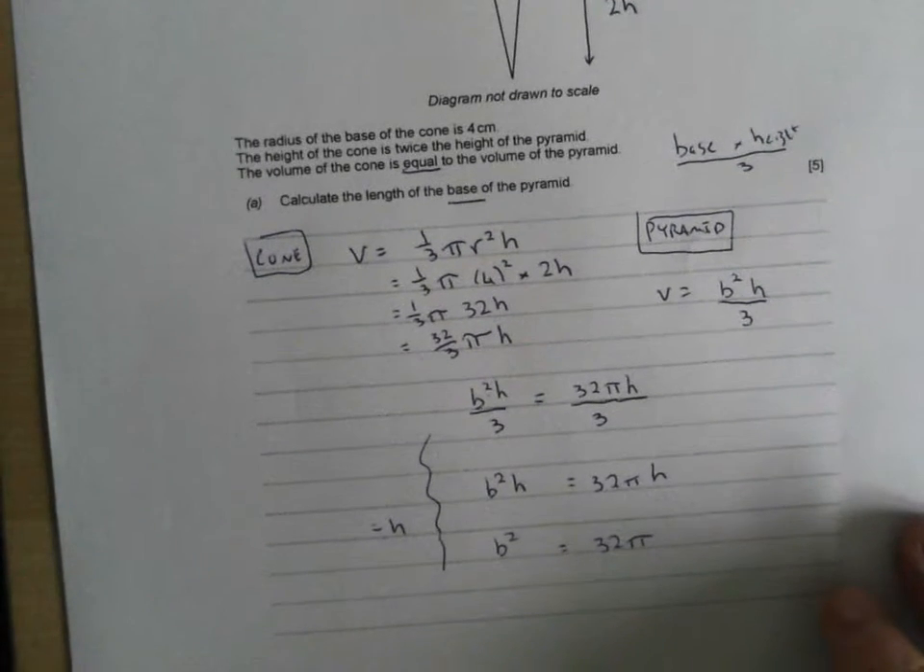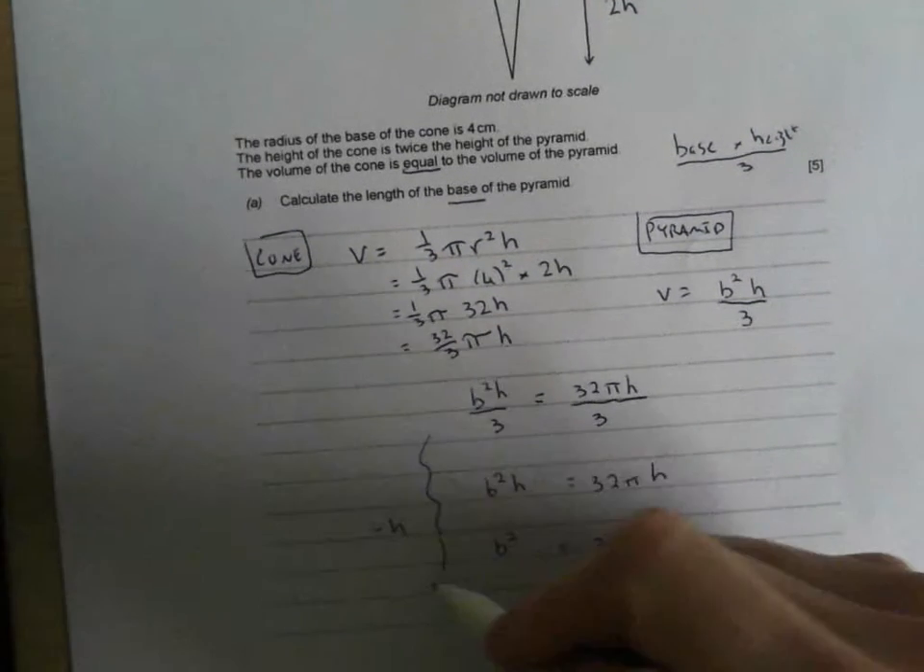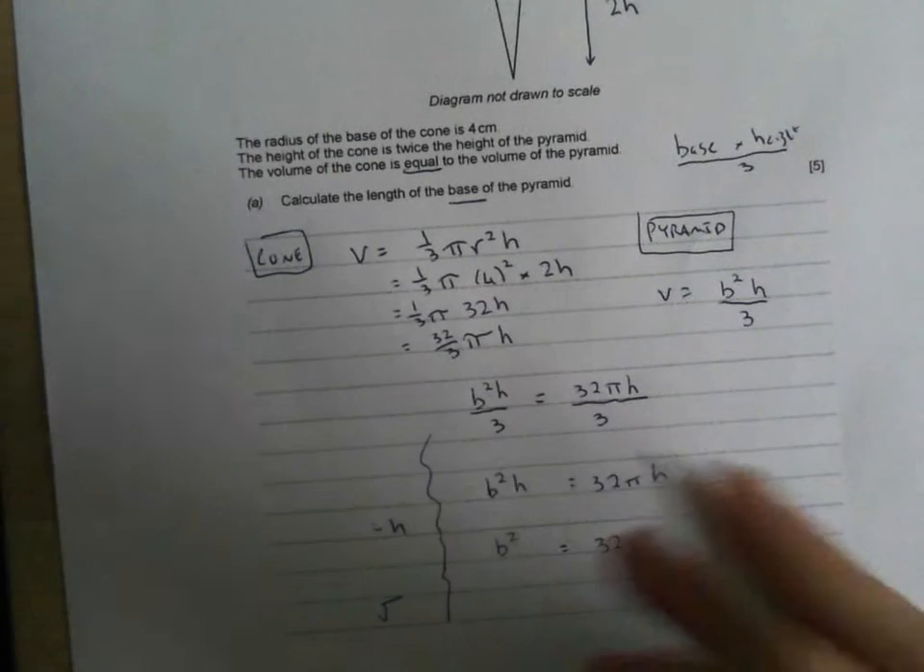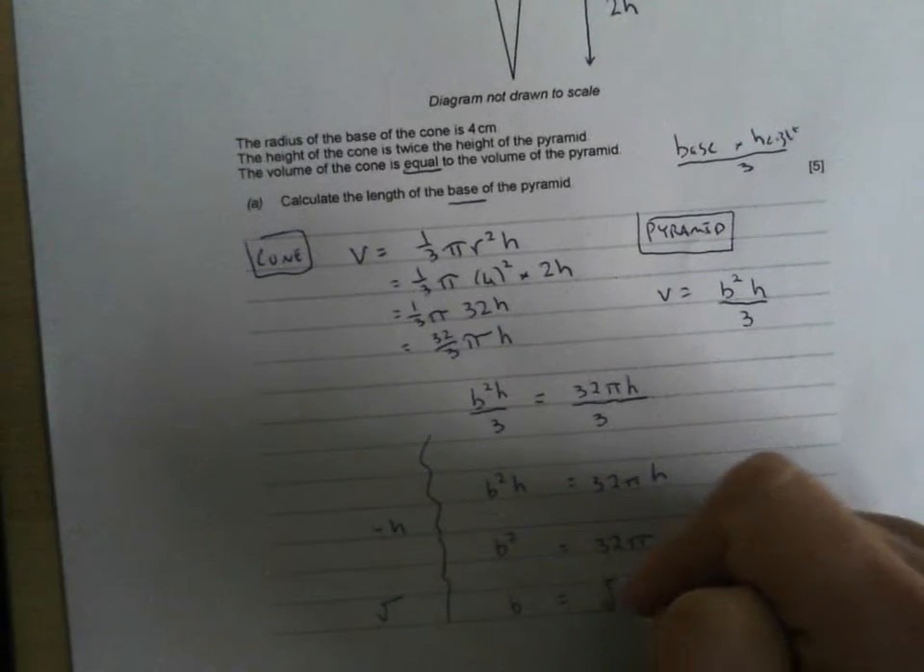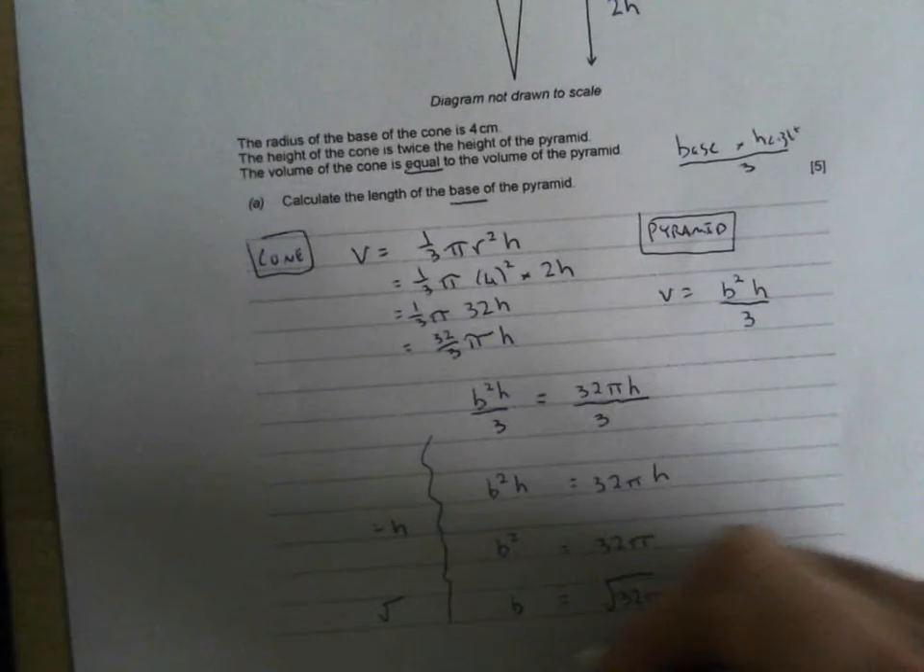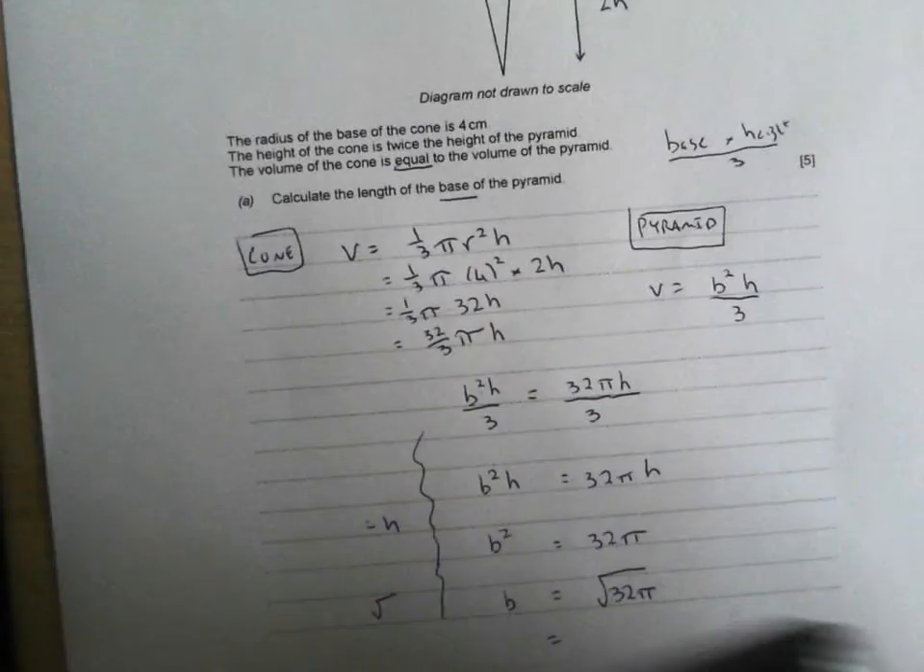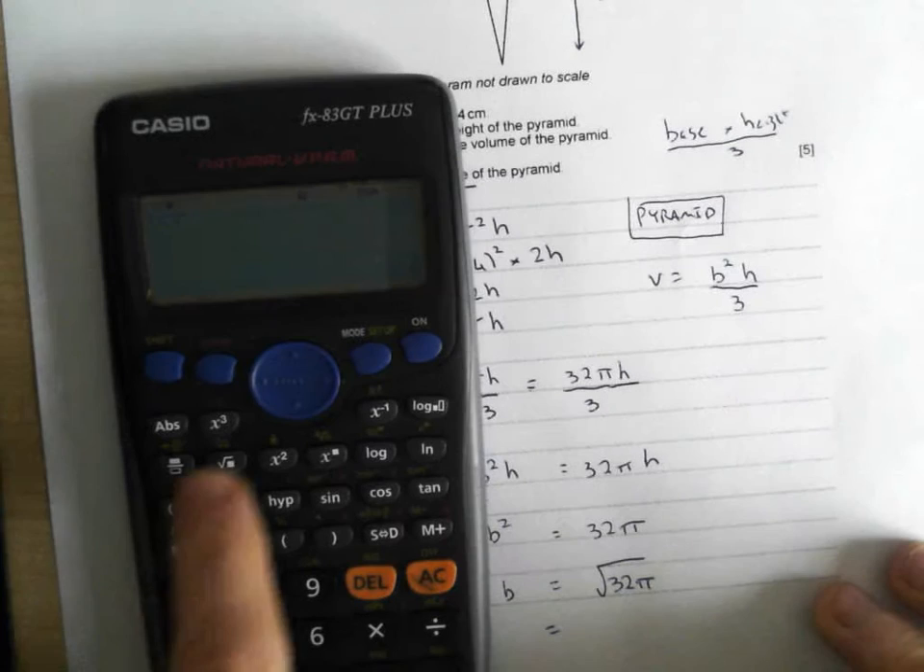And now actually I can solve that, because 32 pi is just a number. So if I want to work out what b is, I'm just going to square root both sides. So b is going to be equal to the square root of 32 pi. Bang that into my calculator. Here we go. Square root of 32.